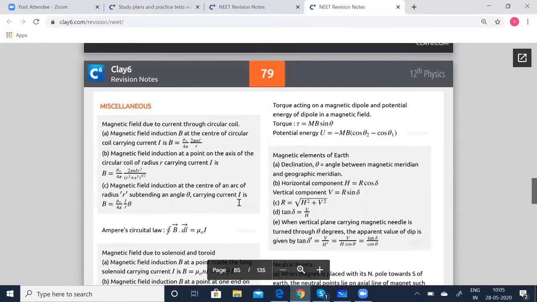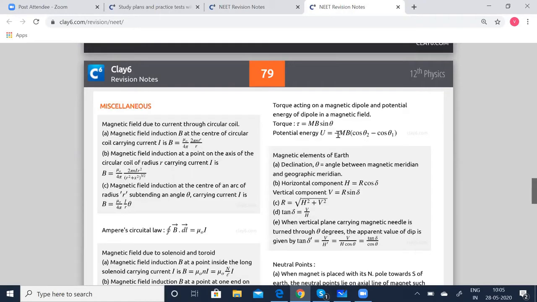Next, what is the torque? Torque acting on a magnetic dipole and potential energy of a dipole in a magnetic field. Now you all know torque is nothing but a perpendicular force acting at the two ends. So that is given by torque tau is equal to M B sin theta, where M stands for the magnetic moment and B is the magnetic field strength, and theta is the angle between the field and the bar magnet.